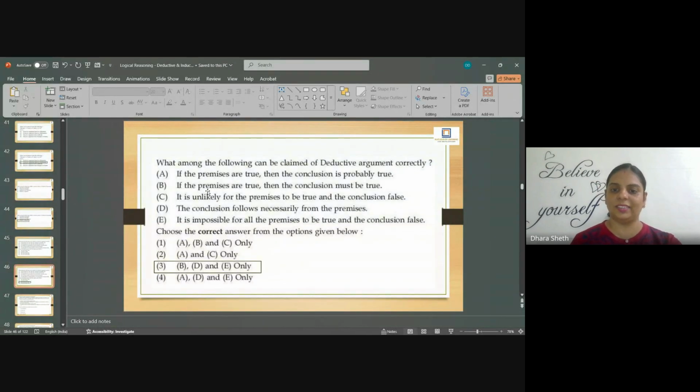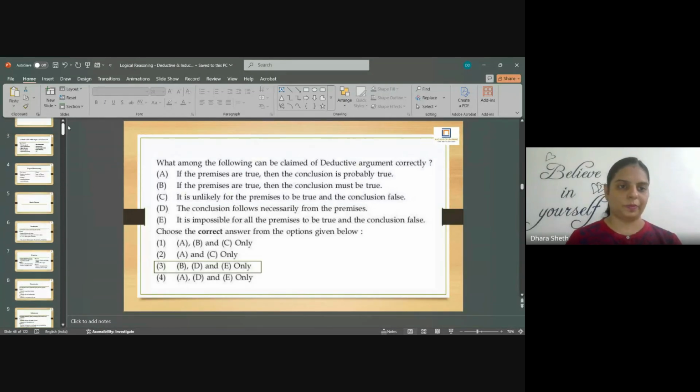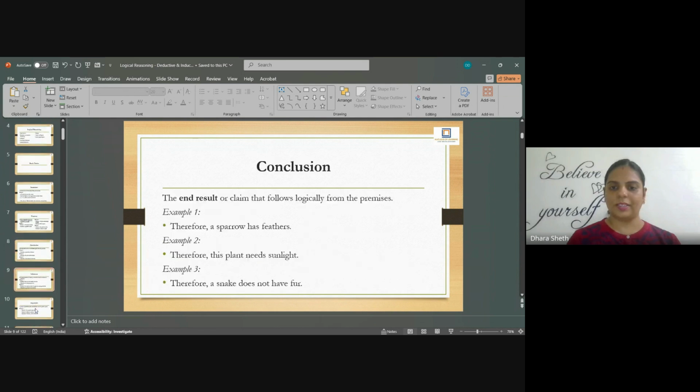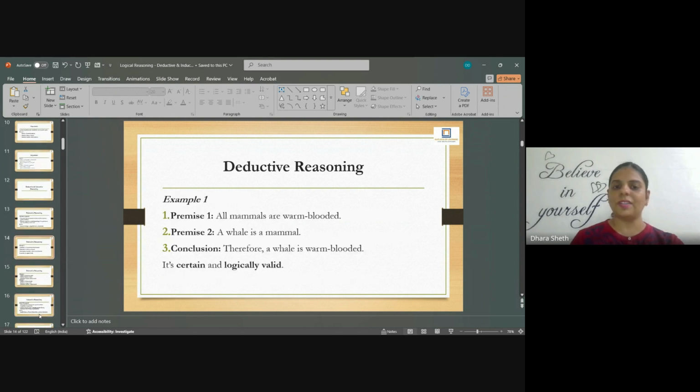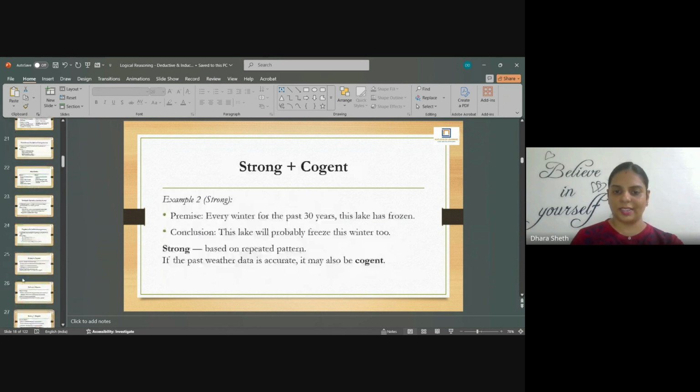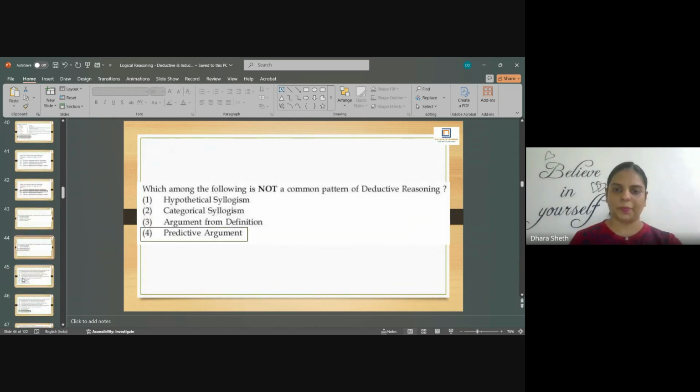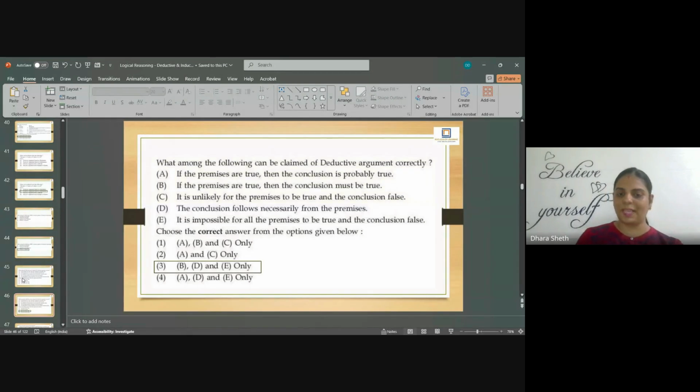Again, "unlikely" or "likely" are the words used for inductive reasoning. Here, if you see, there's a lot of certainty when it comes to deductive reasoning. See, from the point we started, truth preserving. Okay, there's a lot of certainty. It is certain and logically valid. That is how deductive reasoning is. So your answer is B, D, and E.